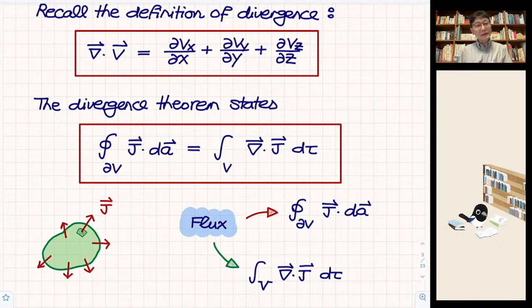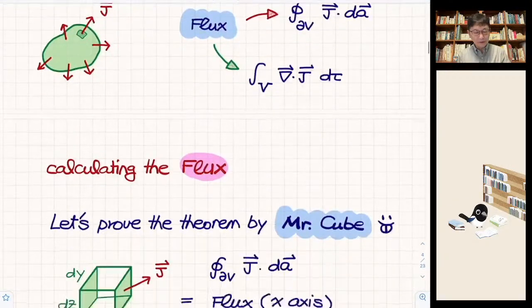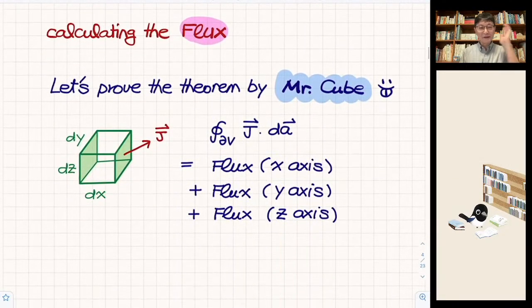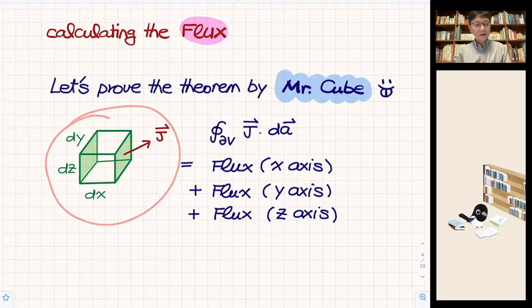Okay, so let's begin. Not surprisingly, in order to proceed, we're going to call out our good old friend, yes, that's Mr. Cube. Why is that so? Well, because all closed surfaces and all volumes can be stacked up piece by piece, cube by cube. And so once we know how to handle this for Mr. Cube, we get the major calculation, and then you know how to stack them up and prove the theorem. So let's just start from the cube again.